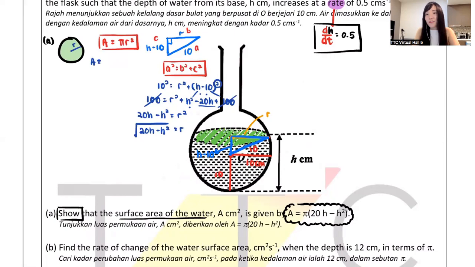Once you got the R value, now you can sub it inside your area. Because after all, this question never asked for R. People are asking for surface area, correct? So my R value will be square root of 20H minus H square, and then a square outside. Saw it, right? Guys, square and square root cancel. No more. I left 20H minus H square.